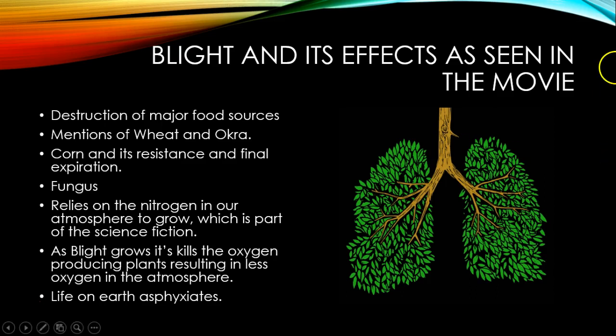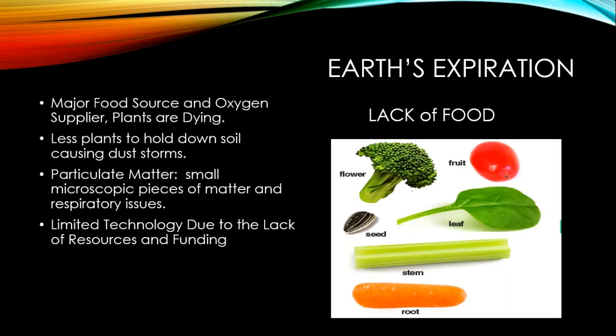That's why you see this illustration over here. It produces less oxygen in the atmosphere, so oxygen is diminishing as blight is growing. So as blight spreads, oxygen diminishes because it's killing all the oxygen-producing plants. So then eventually they mentioned that life on Earth will asphyxiate, all right, or suffocate due to the lack of oxygen.